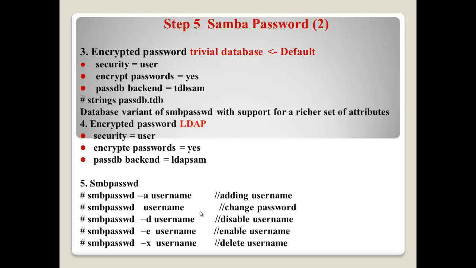Okay, Samba password 3. This one is a trivial database, a kind of database file. So you can configure it like this: encrypt passwords yes, passdb backend tdbsam. I already told you smbpasswd is a text file, so you can read it using cat. But tdbsam is a database file, so you cannot read it using cat. If you want to read it, you have to use strings. So tdbsam is a database variant of smbpasswd with support for a richer set of attributes. It is similar to smbpasswd, but it is a database file.